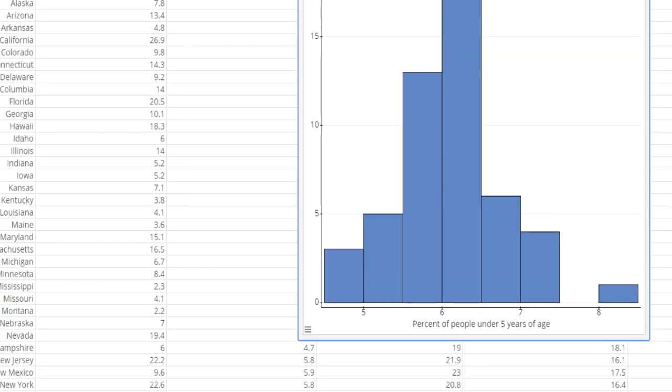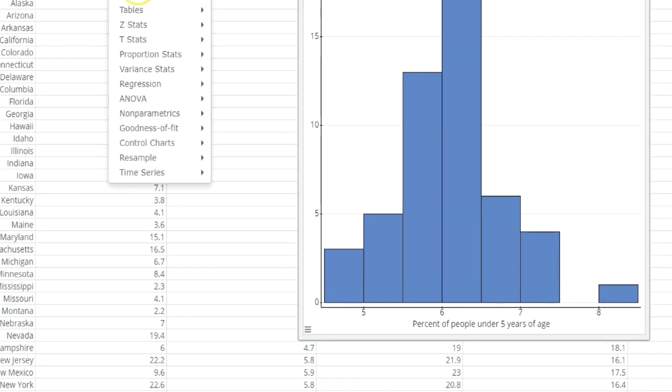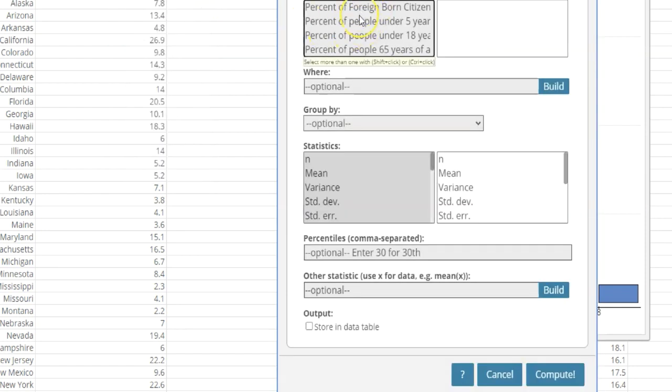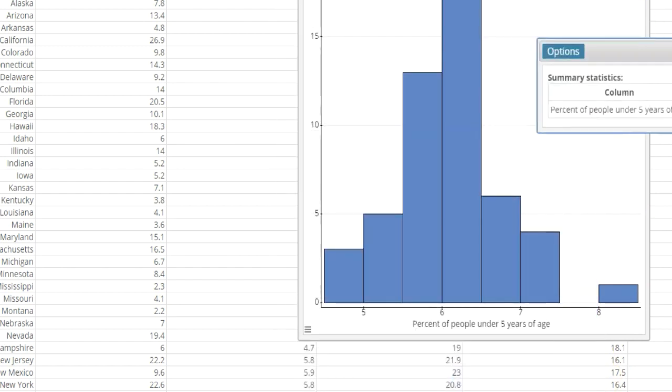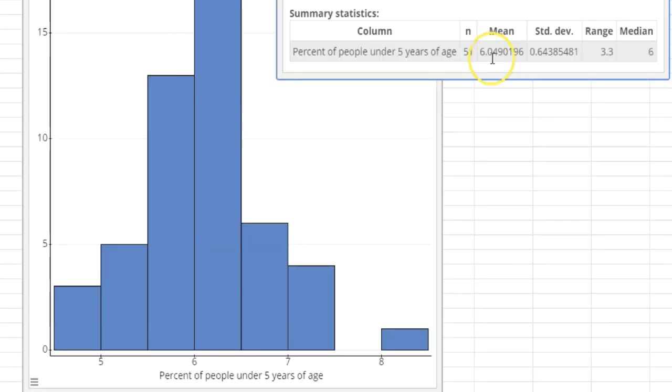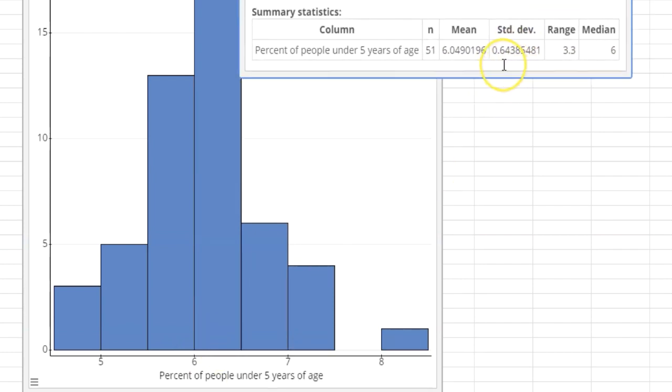Let's see how I did and go to the stat summary. I thought I was going to summary stats. There it is, columns, and people under 5 years of age. Let's see how our computations went. Not even computations, but see how fast we did that? So the mean was 6.04. It's in that bin that we said it was in. The standard deviation was 0.64.